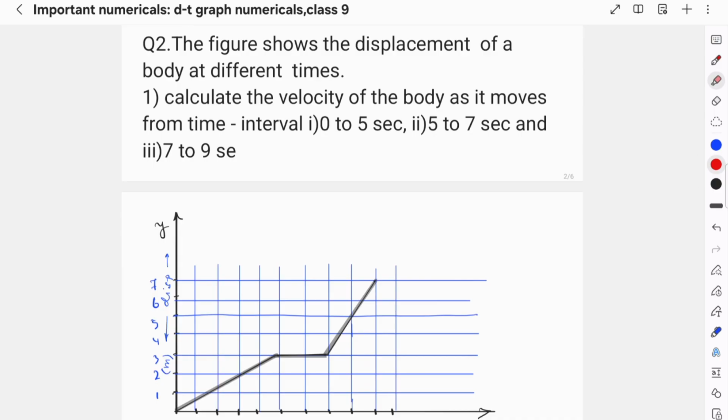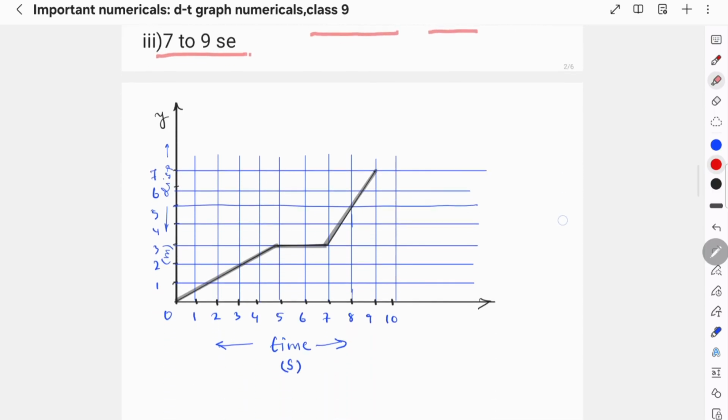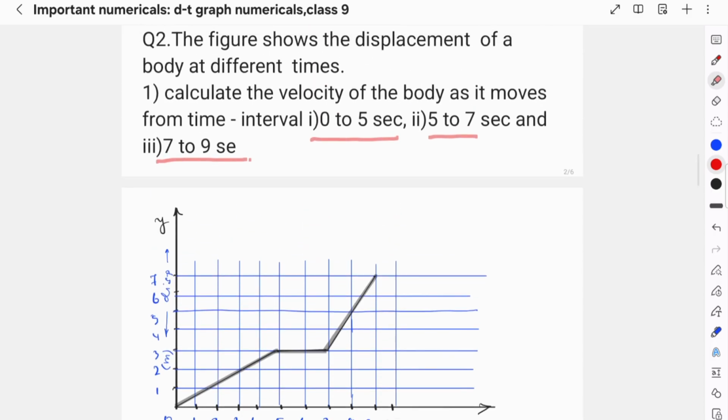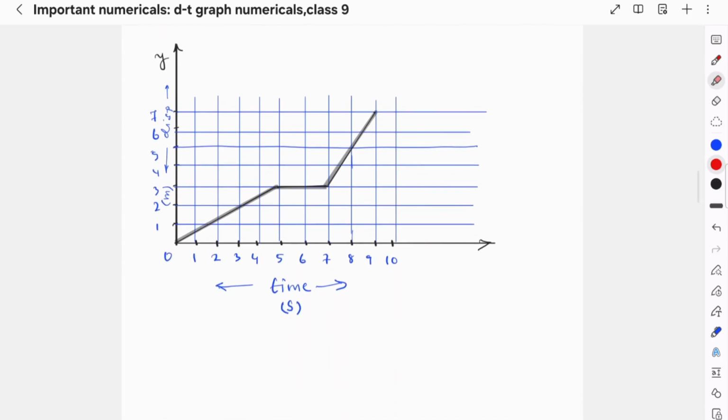So the next question is, the figure shows the displacement of a body at different times. Calculate the velocity of the body as it moves from time interval 0 to 5 seconds, 5 to 7 seconds and 7 to 9 seconds. So this is the displacement time graph given to us, and we have to calculate velocity of the body as it moves from 0 to 5, 5 to 7 and 7 to 9. Okay.